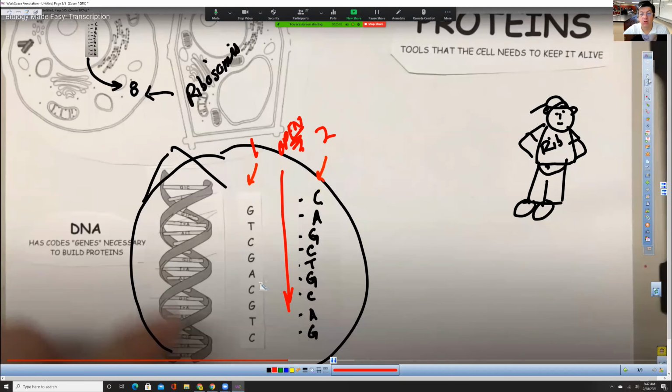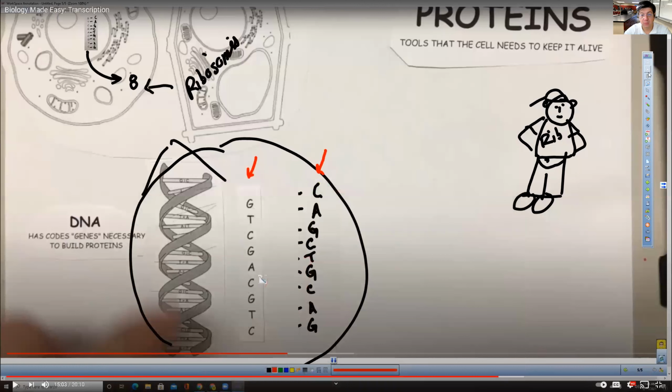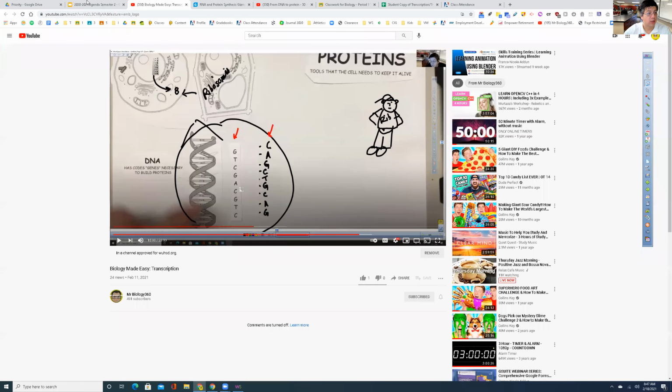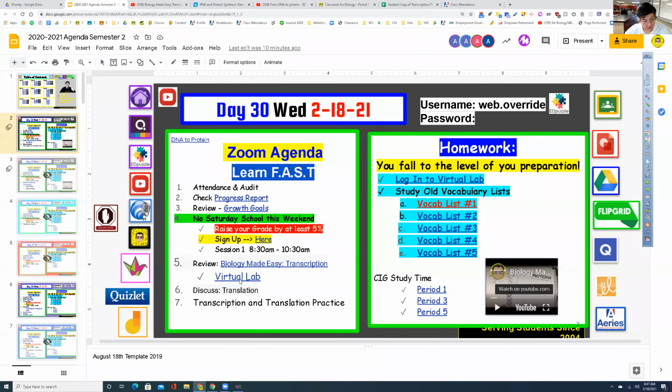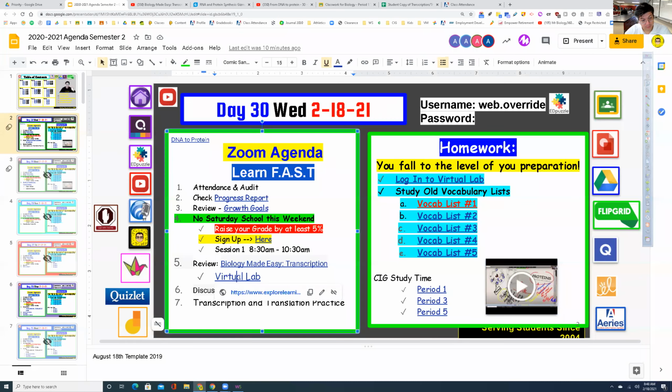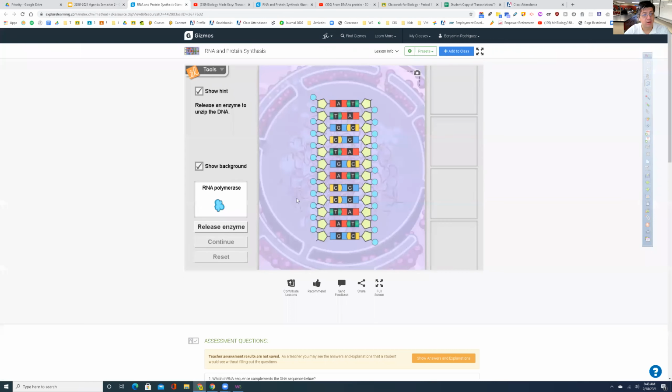Okay, so everybody go to your virtual lab right now. Follow along. In your agendas, there's a virtual lab link. All right, so go to your virtual lab. Everybody go ahead and do that now. Remember to log in so you have this. I'll give you guys 1 minute to log into your virtual lab.